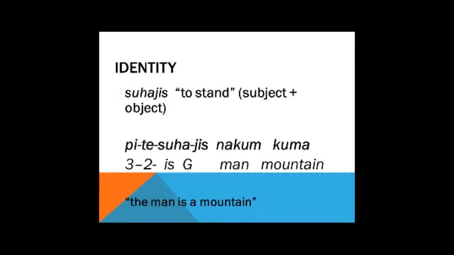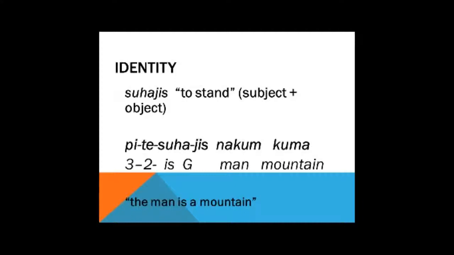So we have piche suhayis nakum kuma. Logically, this is a bit of a weird sentence, but I've got good reasons for keeping it this way at the moment. The meaning, literally, the man is a mountain. So it's expressing identity because we're basically saying who or what the man is. So have a look at the verb first.